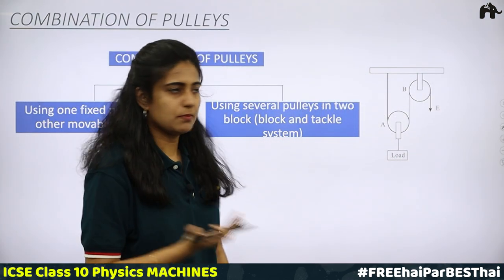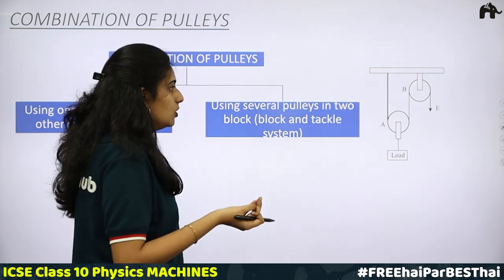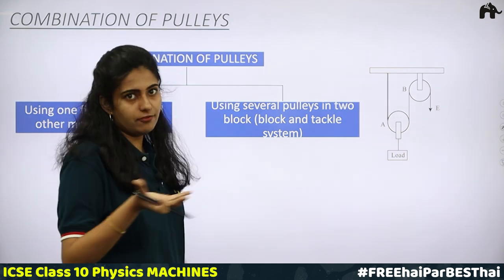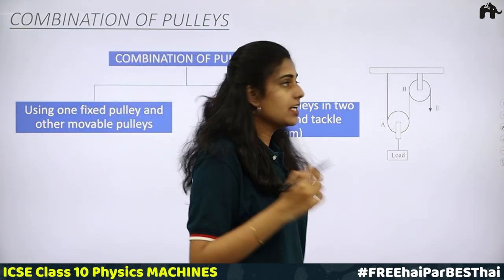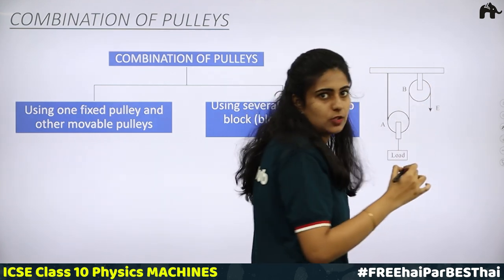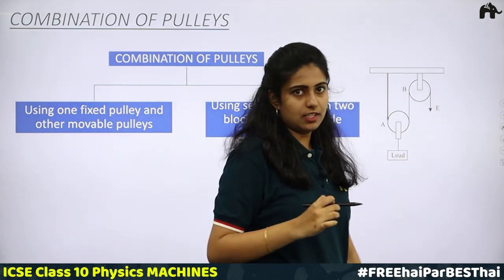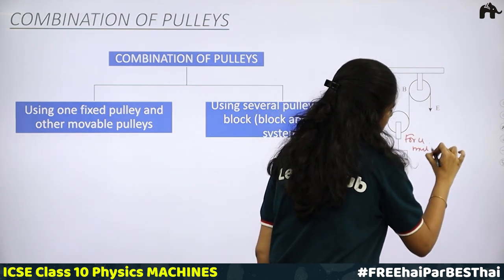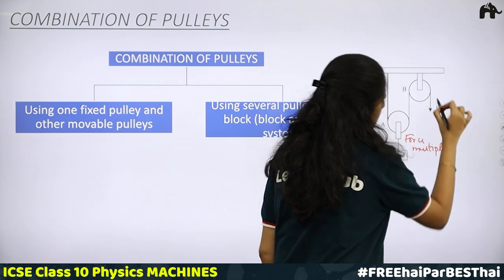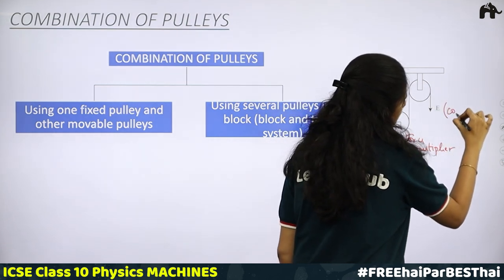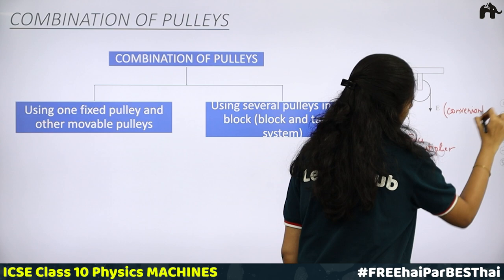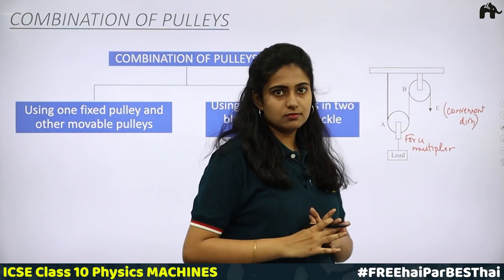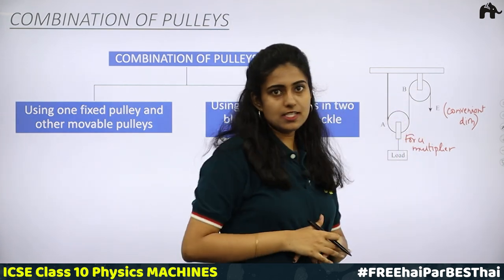Why are pulleys combined? We know the use of a single fixed pulley and single movable pulley. Single fixed pulley is to apply force in a convenient direction. That means we can apply it in the downward direction. Here you have a single fixed pulley. This is a single movable pulley. Why is it used? It is used as a force multiplier. This is for force multiplier, and this is used for applying force in a convenient direction. So when you combine both these, both the qualities can be included in the system.